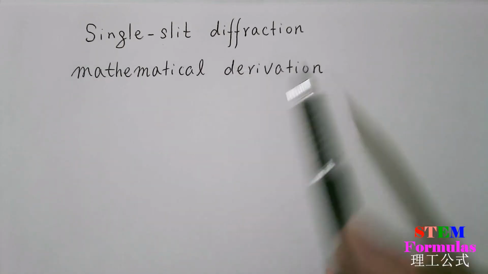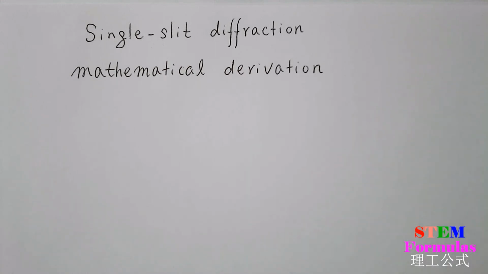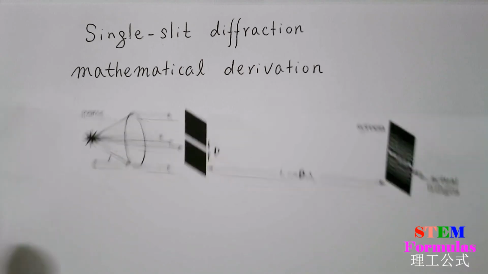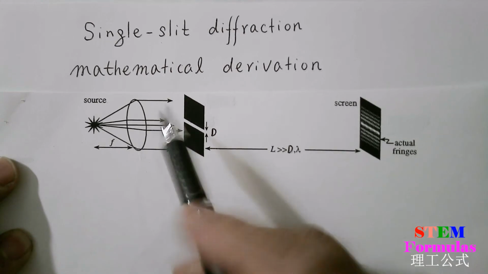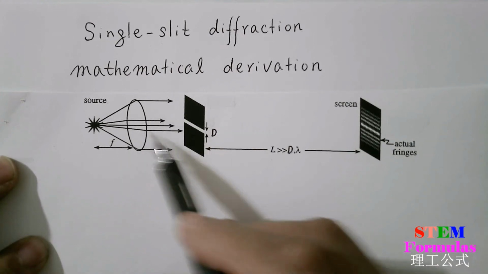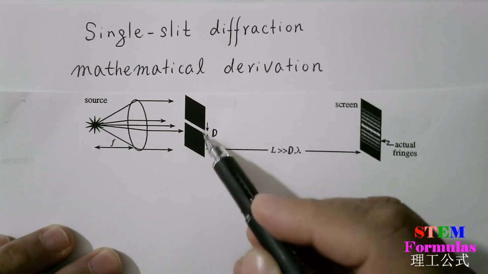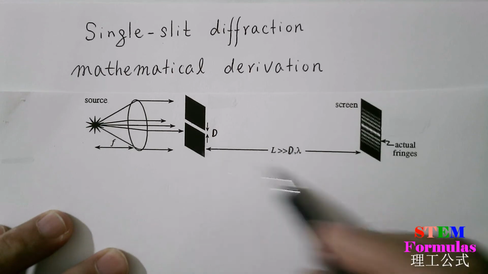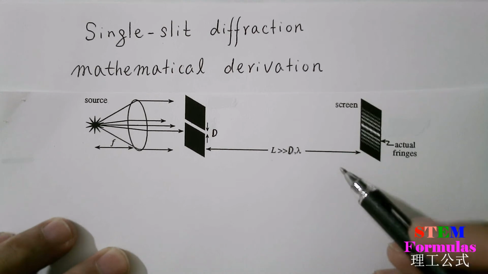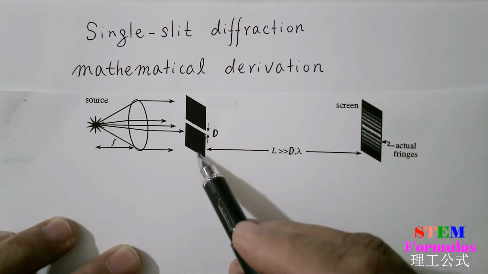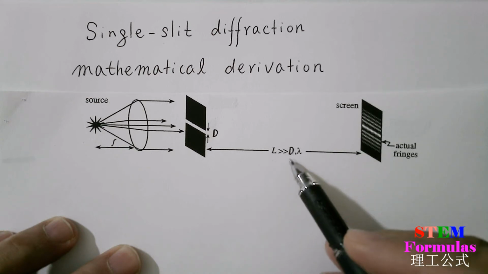Single slit diffraction. Mathematical derivation. The experiment setup is as in this figure. The parallel beam shines through a single slit. The slit width is d. On the other side, we have a viewing screen. The distance from the slit to the screen is L, and L is much greater than d.